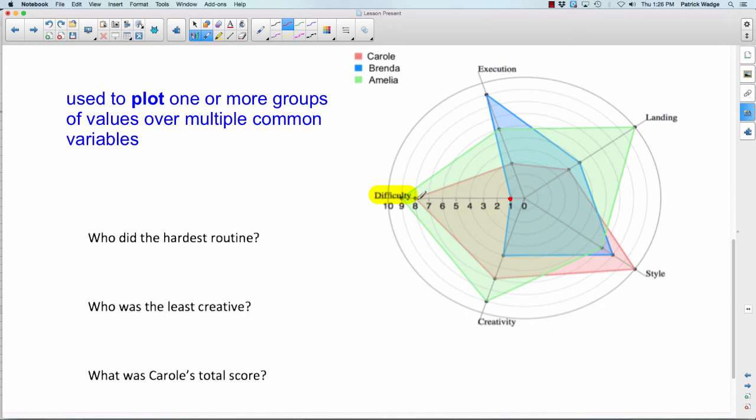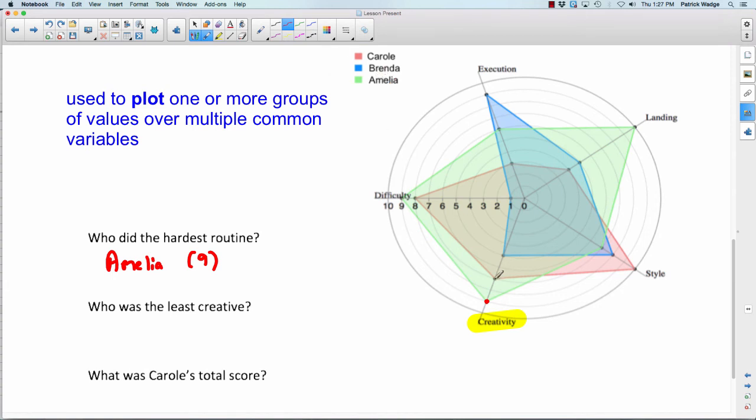This is the next one right here. That is the orange one, or red or pink or whatever that is, and that's Carol. She got an 8. But the most difficult one at all was this 9 right there, and that was Amelia. Amelia had the hardest routine. I'm going to put in brackets 9 because that was her score. All right, next. Who was the least creative? Well, creativity is here. The most creative person was this. What did they get? You have to follow it around. Oh, that was a 9. Who got that? Oh, again, Amelia. Whoa, what a routine for Amelia.